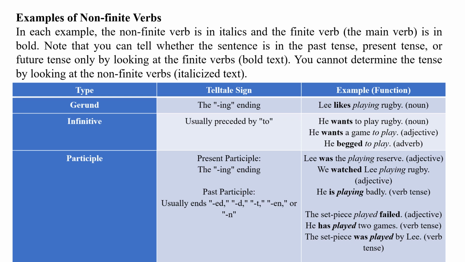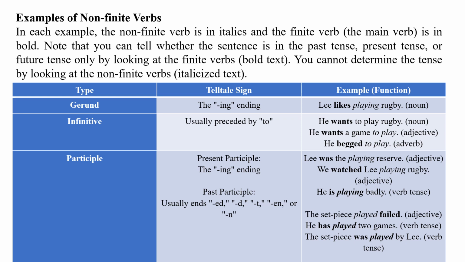Gerund. The telltale sign is the ing ending. Example, Lee likes playing rugby. Playing is a gerund here and likes is the main verb, and the gerund is used as a noun. Infinitive. The telltale sign is it is usually preceded by to. He wants to play rugby. Here wants is the main verb and to play is the infinitive used as a noun.